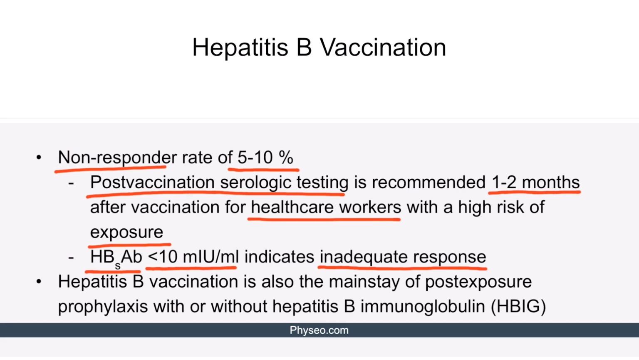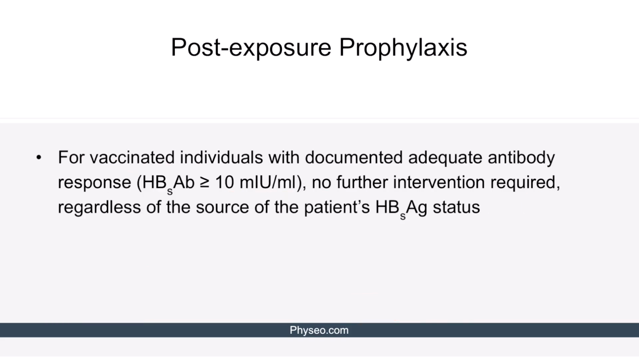Additionally, hepatitis B vaccination is also the mainstay of post-exposure prophylaxis of hepatitis B with or without hepatitis B immunoglobulin. For post-exposure prophylaxis of hepatitis B infection, first of all, the vaccination status of the exposed individual has to be determined. If the exposed individual is vaccinated with documented adequate antibody response, defined as HB surface antibody titer of greater than 10, no further intervention is required, regardless of the source of the patient's HB surface antigen status.